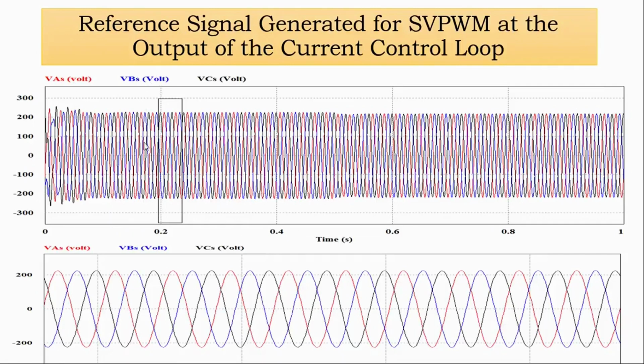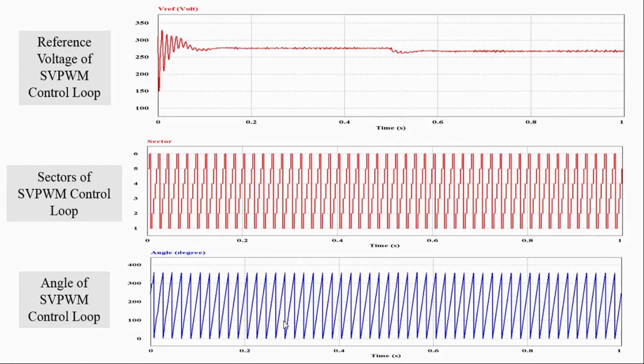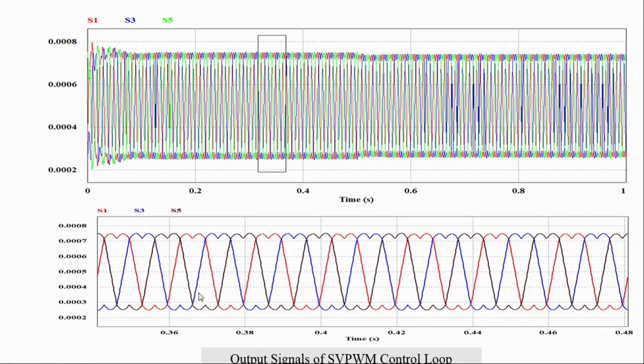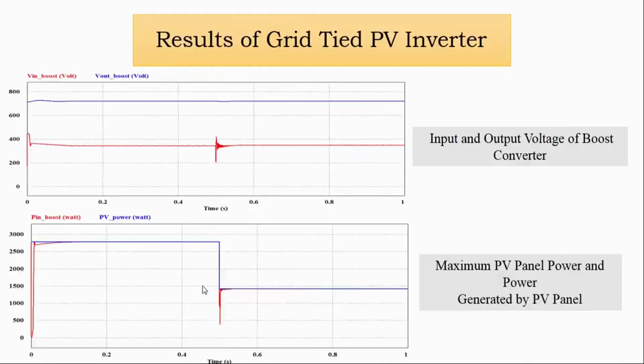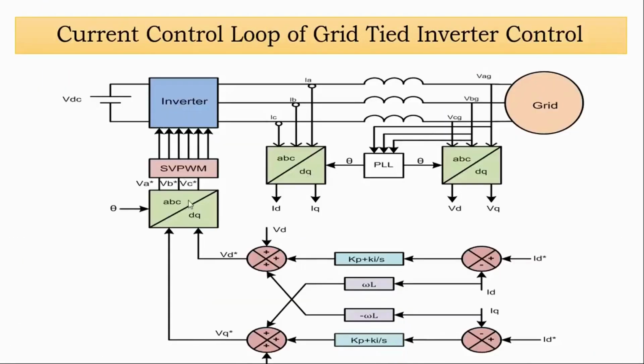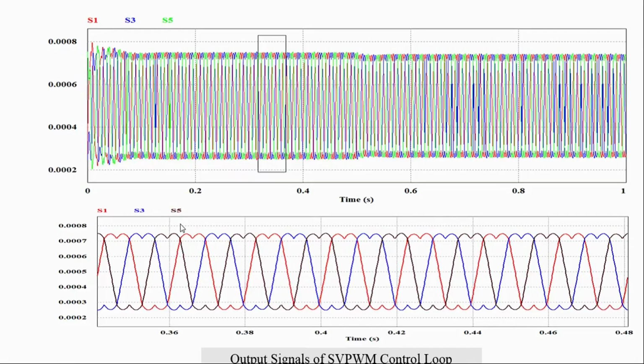This is the reference signal generated by the SVPWM technique, and we have this three-phase sinusoidal curve on the time axis. Similarly, we can generate the reference voltages for the control loop. We have selected 275 volt as a reference. According to that, we can have a sector identification from available sectors for SVPWM, and these are the angles for the control loop. Similarly, we can generate the output signals for the SVPWM controller. So these are the output signals for the SVPWM controllers.